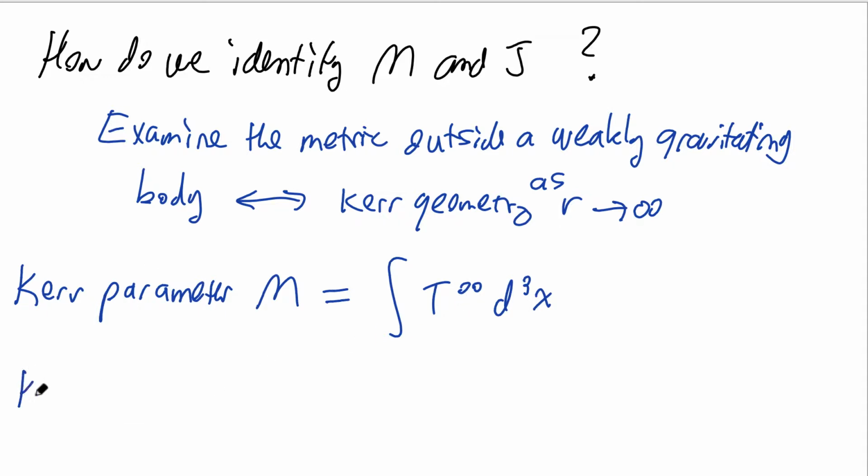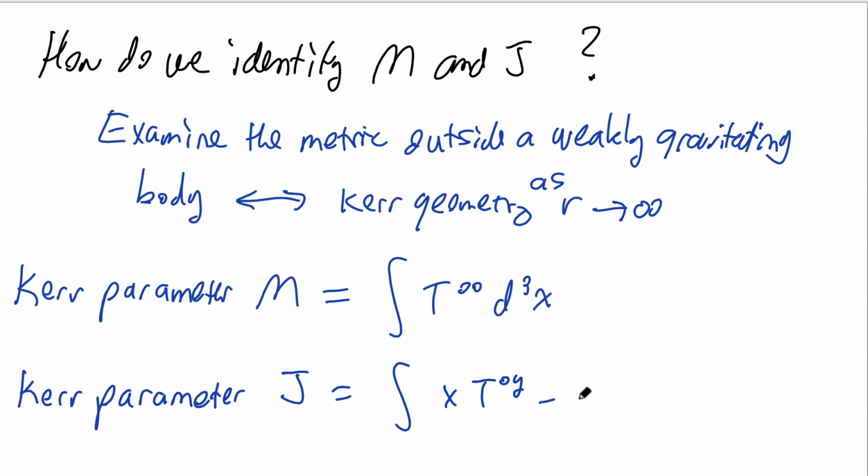And in a similar way, we can identify the Kerr parameter J as the integral of x times T^0y minus y times T^0x, where x and y refer to the Cartesian coordinates in the nearly Newtonian frame of this weakly gravitating body, integrated over all space. In this frame, T^0y is just the momentum density in the y direction, and T^0x is the momentum density in the x direction.